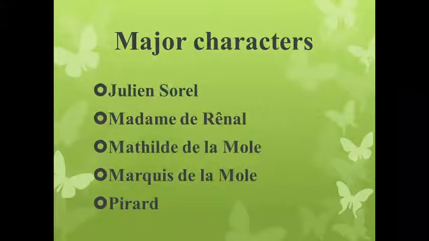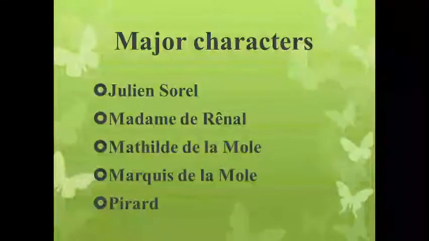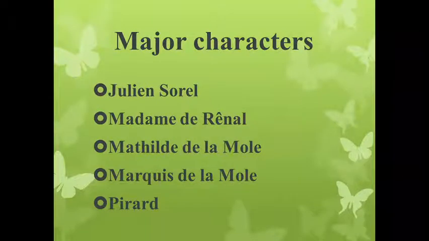And let's talk about major characters. There are a lot of characters in this novel, of course, but I chose just 5 of them. But I would say that just 3 of them are the major characters: Julien Sorel, Madame de Renal, and Mathilde de la Mole. So these 3 characters are main, but Marquise de la Mole and Pirard are also secondary characters. But of course, we should know about all of these characters.